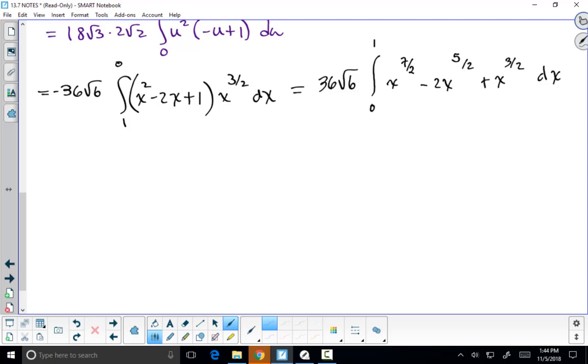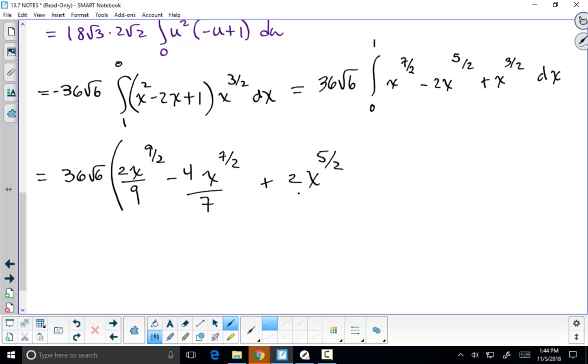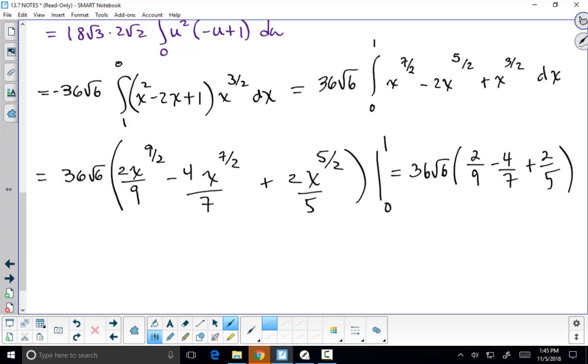Thank you. All right, so then we integrate. So we get x to the 9 halves times 2 ninths. We get x to the 7 halves times 2 sevenths. We get x to the 5 halves times 2 fifths, from 0 to 1. So then we get 36 root 6, 2 ninths. So we get that.